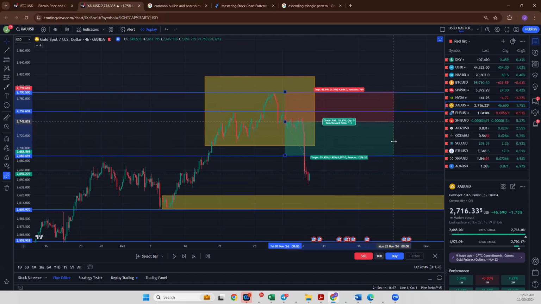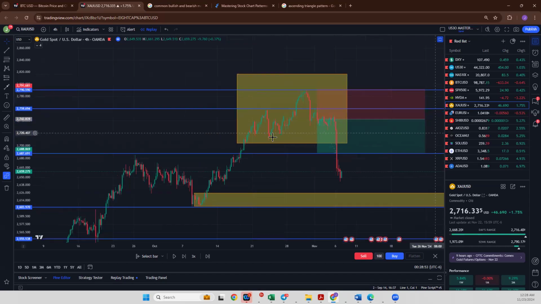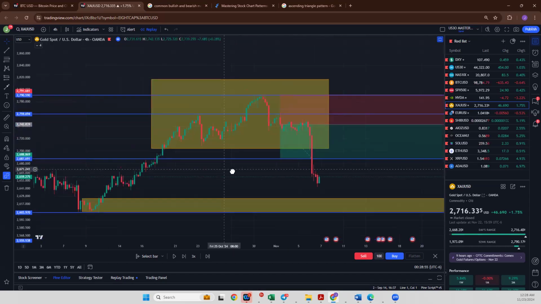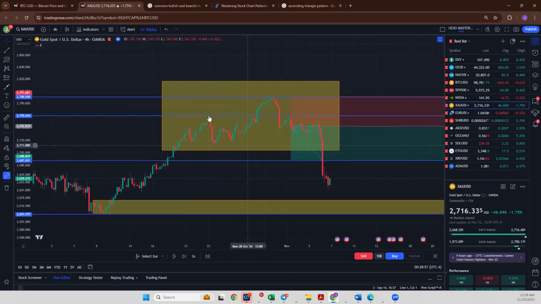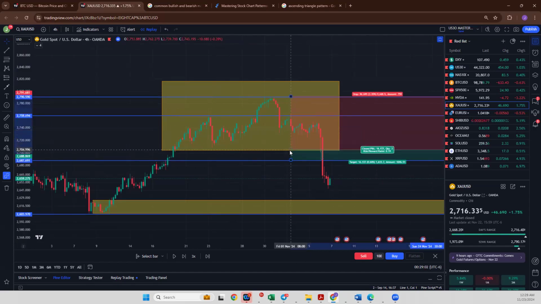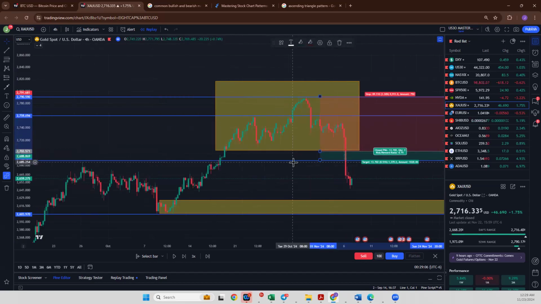So the second way is if you're truly looking to trade the breakout of the head and shoulders, you probably could look for an entry below the structure.